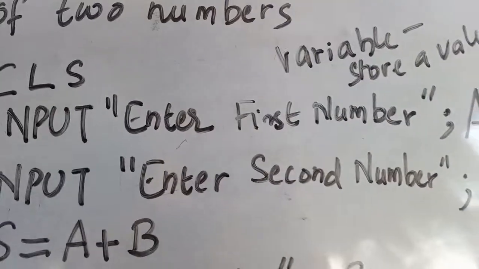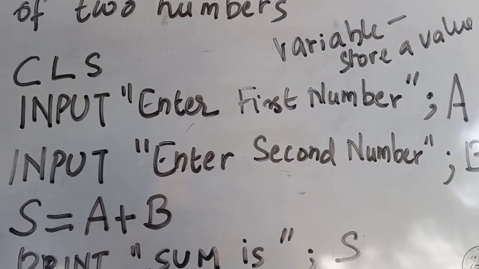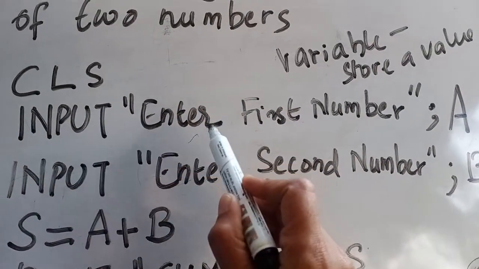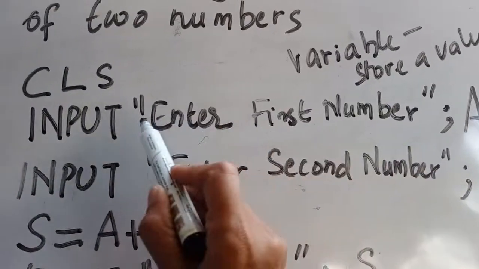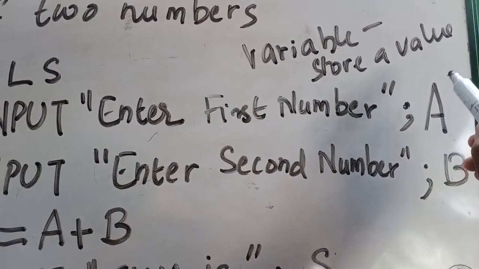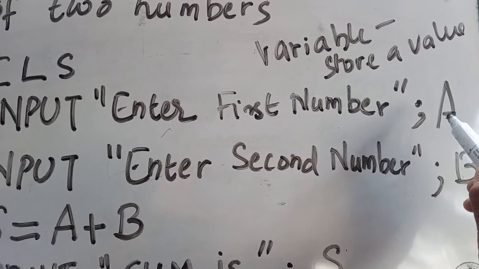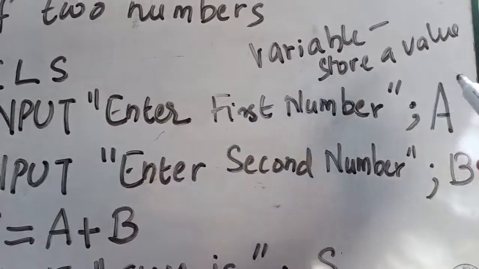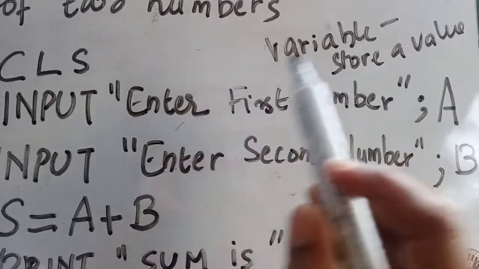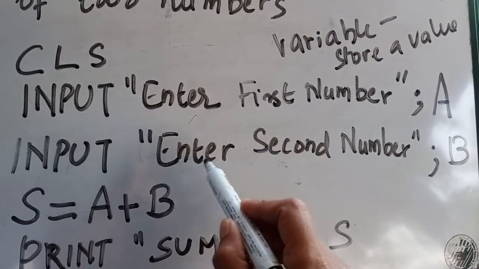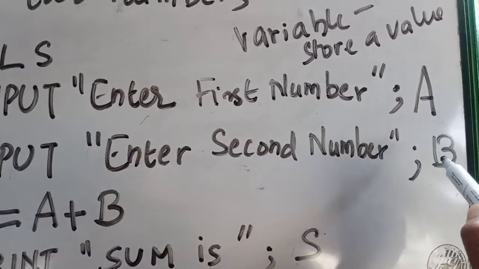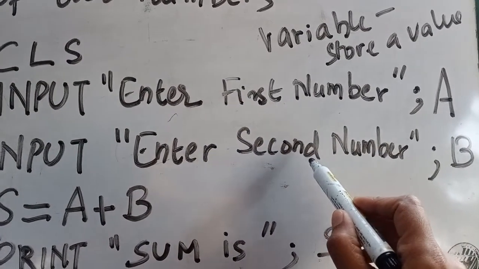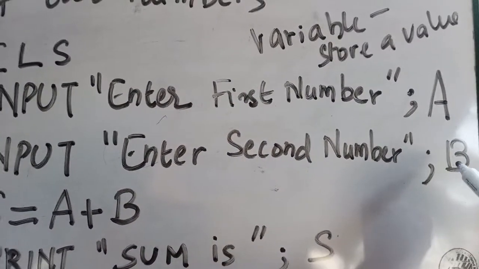Okay, here we can give any name we like. I am giving A. Let me repeat once again: input "Enter the first number", that should be in double quotes, then semicolon, then let me give one name, A. So what will happen is, whenever you are entering the first number, that number will be saved to the variable A. Okay, the next line is input "Enter the second number" semicolon B. So what will happen in this line?